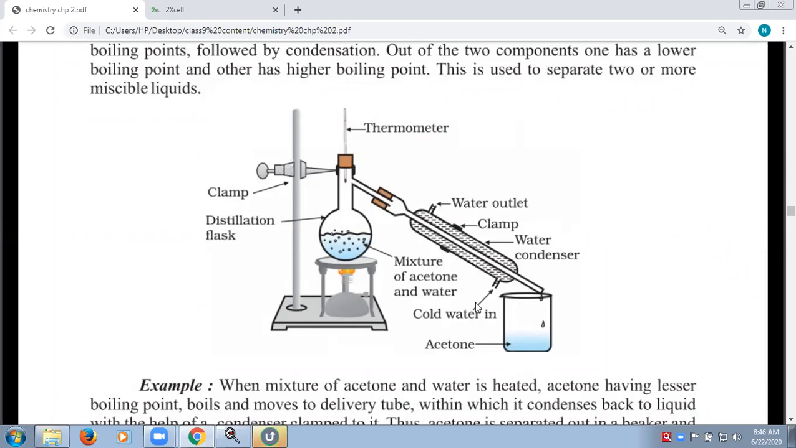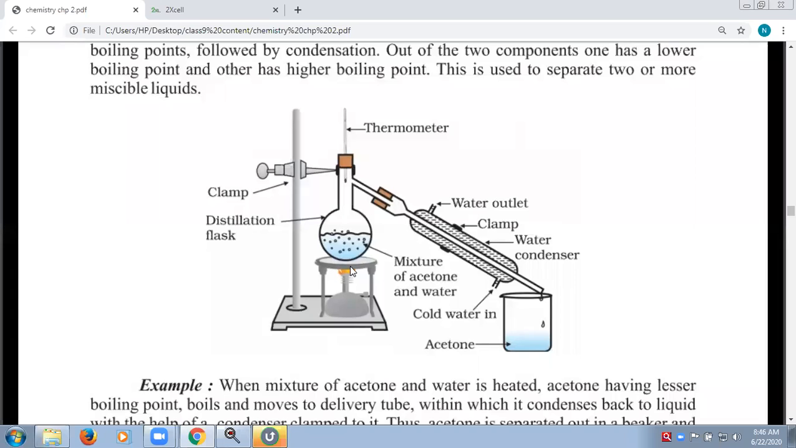Clear? When we see that the temperature has started increasing from 57 degrees Celsius, the boiling point of acetone, what to do? Switch off the burner. All the acetone vapors have passed through the condenser and been collected in the receiver. What is left behind in the distillation flask is water.